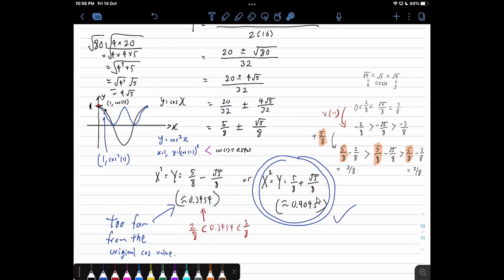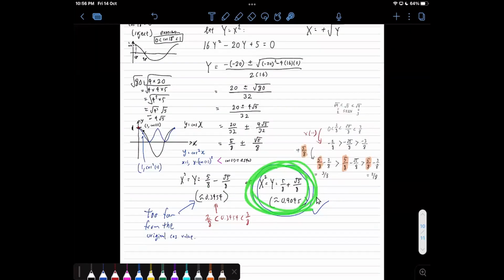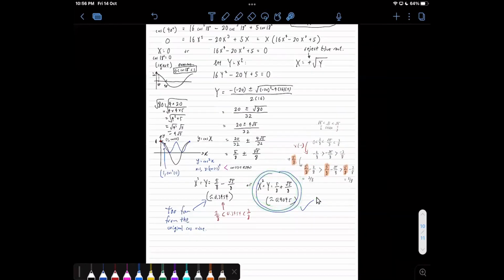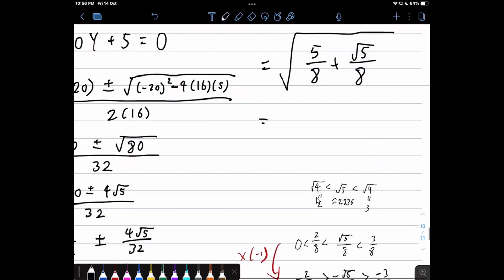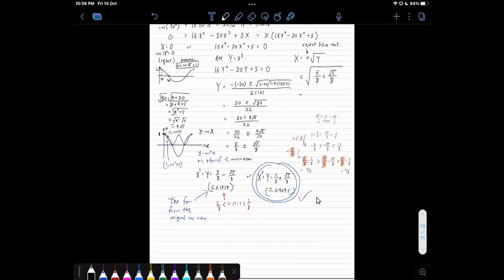Okay, and then finally, once we are convinced that this is the root, then we can take the square root of this and we are able to get our cosine 18. So we just simply take the square root of that fellow over there, which is 5 over 8 plus square root 5 over 8. Simplify a bit. Let's see what we get. Is it clear so far what I'm doing here? Taking the square root of the y.